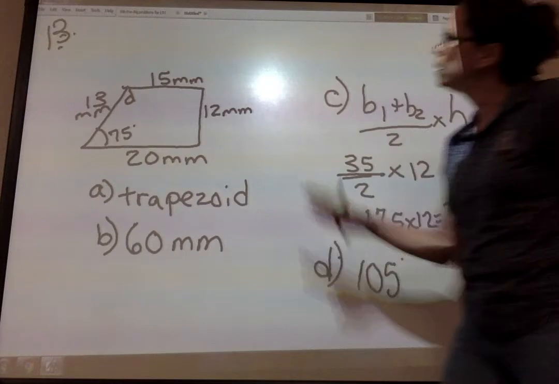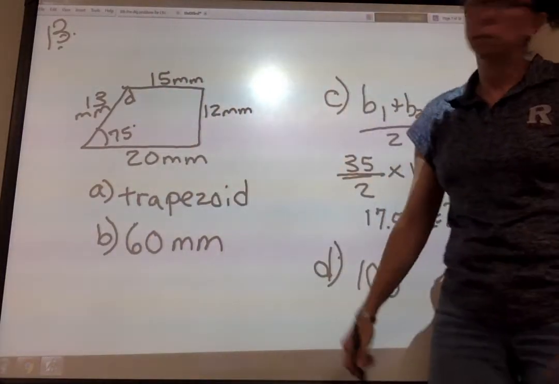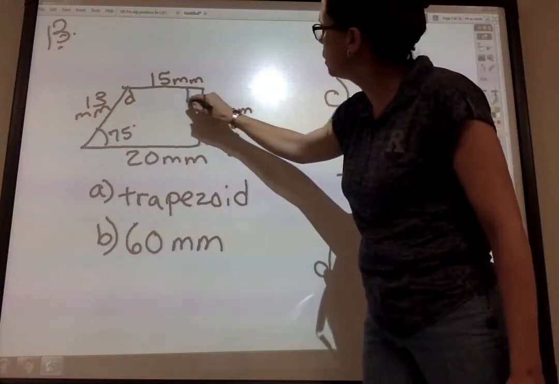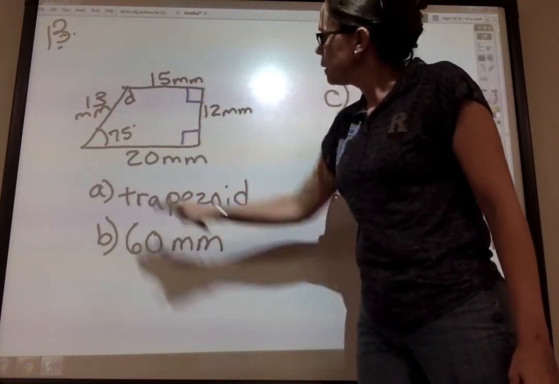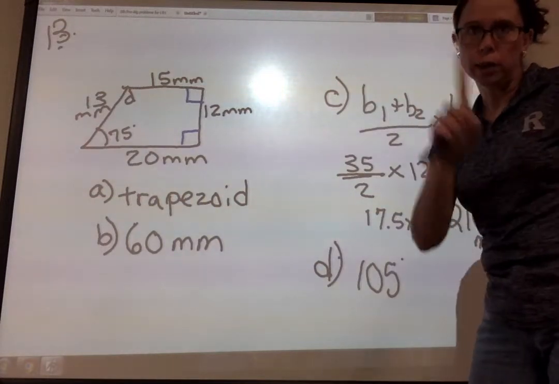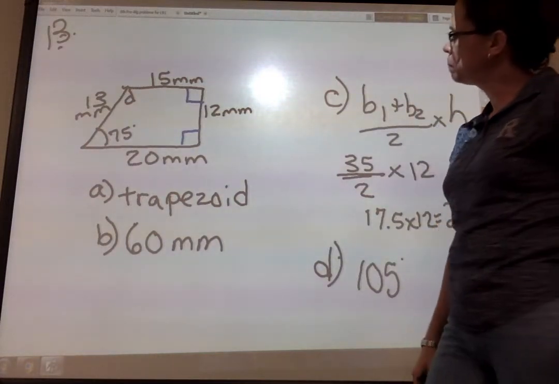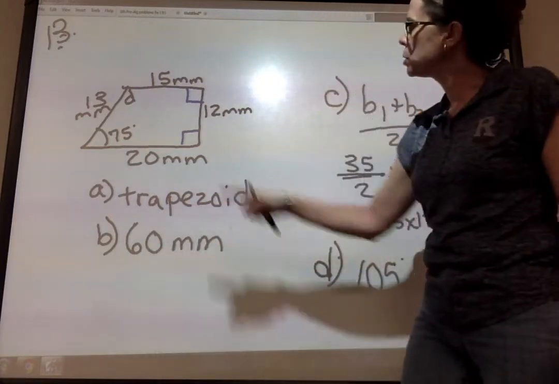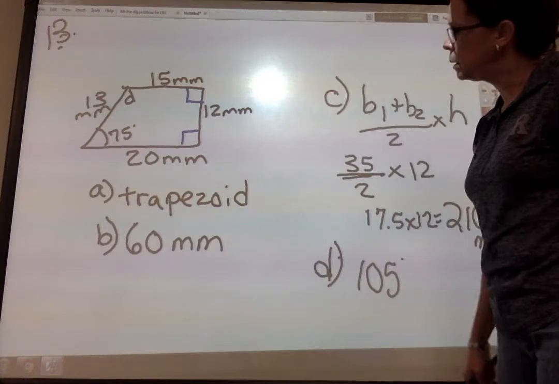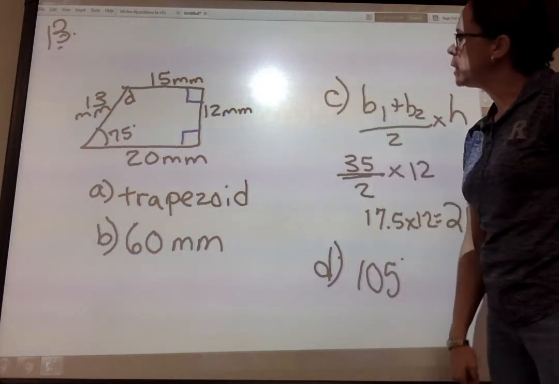Okay, number 13. We've got this shape that they gave us. Oops, I didn't put my right angles in here. The first thing they said is to name the shape. This is a trapezoid, one set of parallel lines. B, they asked for perimeter, so I added all my outside lengths, 60 millimeters.